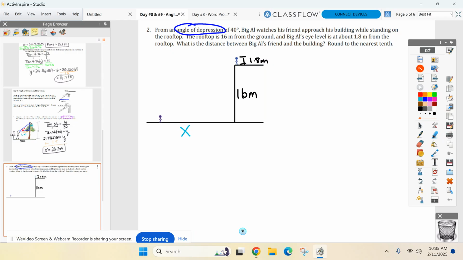All right, now let's talk about this depression because it is not the other angle. It is not the other angle. So as we said, depression is looking down. So Big Al is looking down at his friend. But depression is looking down with the horizontal eyesight, similar to elevation. That angle is your angle of depression, 40 degrees. Okay, so it's actually located on the outside of the triangle, which brings another problem. So depression is looking down with your eyesight level, so it's outside the triangle.